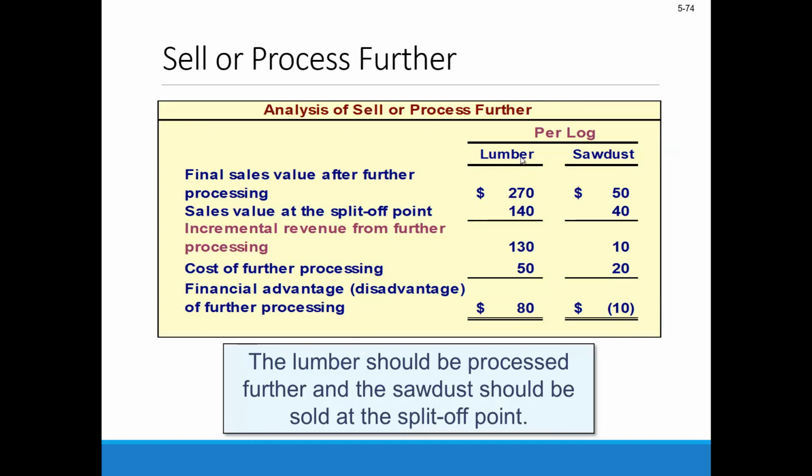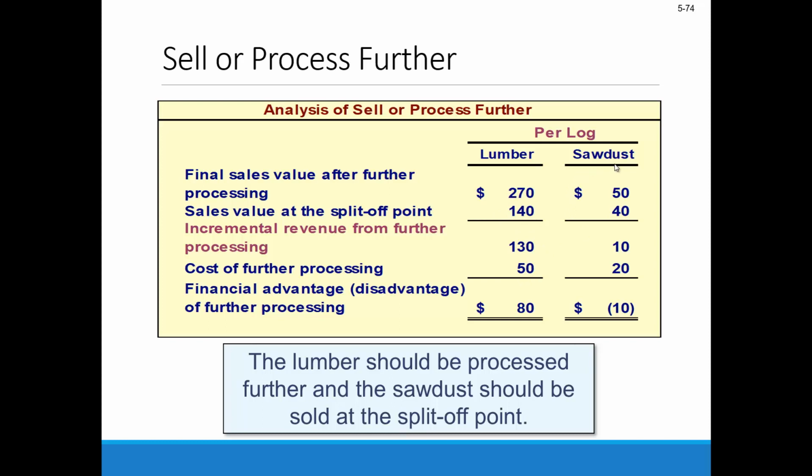So let's start with the lumber. The sales value after that further processing, so turning the unfinished lumber into finished lumber, is $270. The sales value of the unfinished lumber at split off was $140. So the incremental revenue from that processing is $130. The cost of doing that finishing, though, or that additional processing, was only $50. So our potential financial advantage of doing the processing is $80. Okay? Assuming demand for all this stuff, we would, all things equal, like to be doing the further processing and selling finished lumber rather than selling unfinished lumber at the split off.